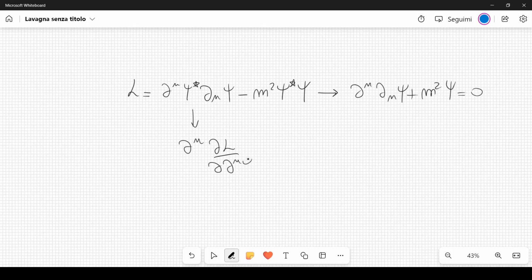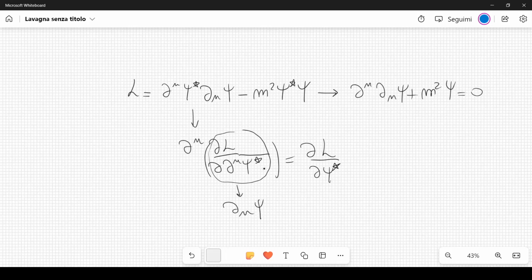with respect to d mu psi star equal to d L with respect to psi star. This derivative here is equal to del mu psi, whereas this derivative here is equal to minus m squared psi. So all in all, what you get is that equation there.